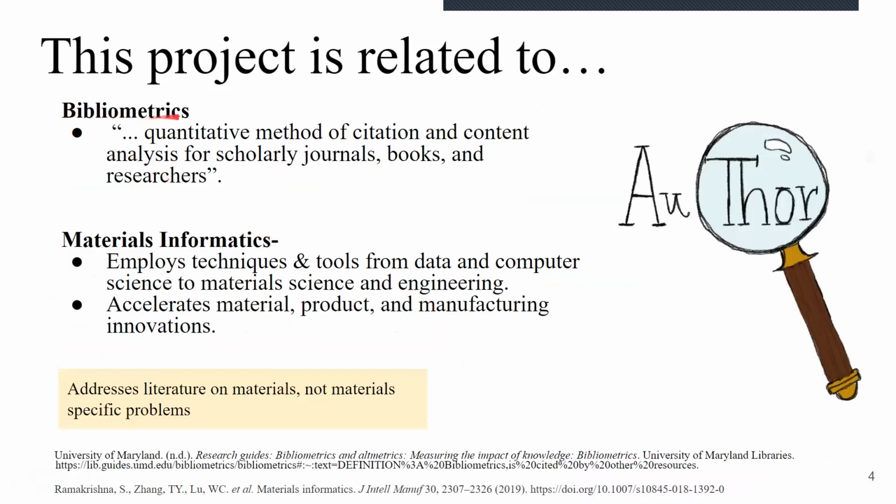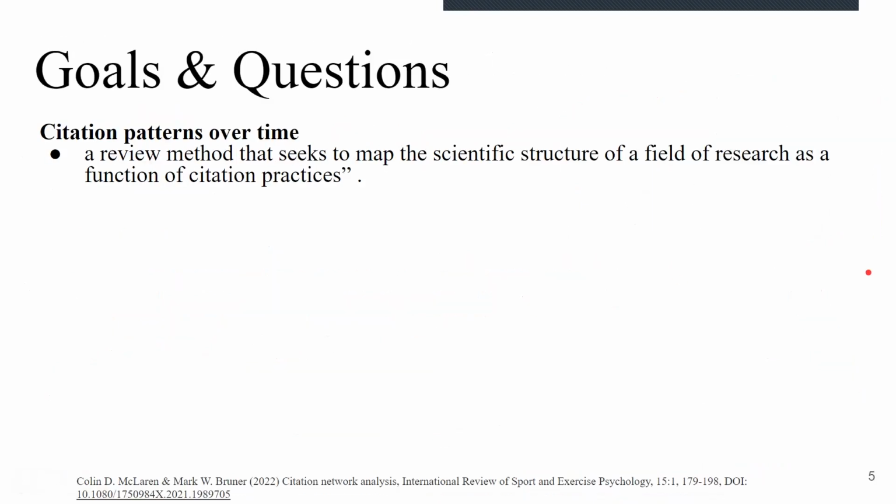The project is also related to bibliometrics, which is the quantitative method of citation and content analysis for scholarly journals, books, and researchers. It's also related to materials informatics, which employs techniques and tools from data and computer science to materials science and engineering. It also accelerates material, product, and manufacturing innovations. But for this project, the focus is not on manufacturing innovations, but on the literature of materials, not material-specific problems. And this is a diagram that shows that there's more depth and meaning to the components of a reference, like the author name.